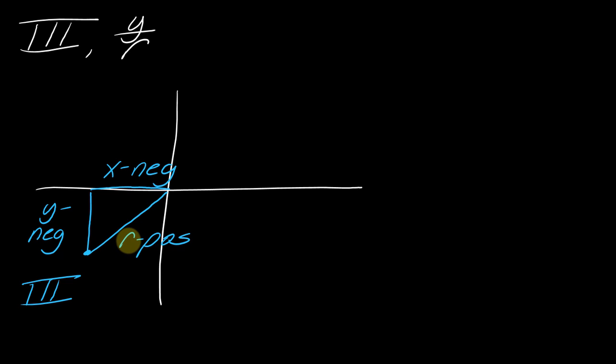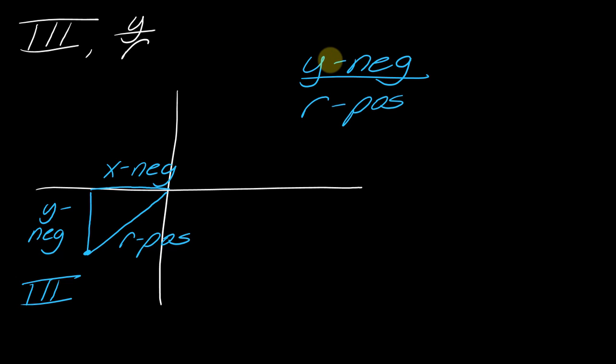But r represents a distance, so it's always going to end up being positive. So if I ask myself, what about this y over r ratio? Well, y is negative, r is positive, so the entire value of this will be negative. And that's just you developing your intuition. You're going to do that a lot as you move through this, but we're just trying to get you used to that.